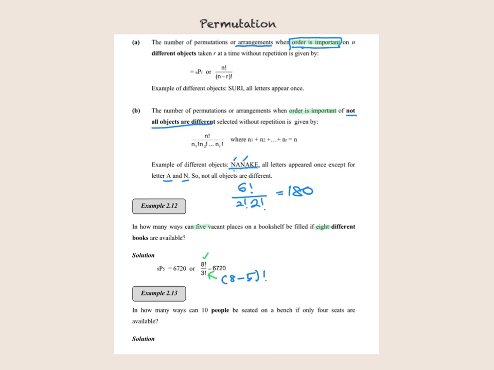Example 2.13, in how many ways can 10 people be seated on a bench if only 4 seats are available? So in this case, we have 10 factorial divided by (10 minus 4) factorial, equals 10 factorial divided by 6 factorial, 5040. So there are 5040 ways you can arrange 10 people to be seated on a bench.